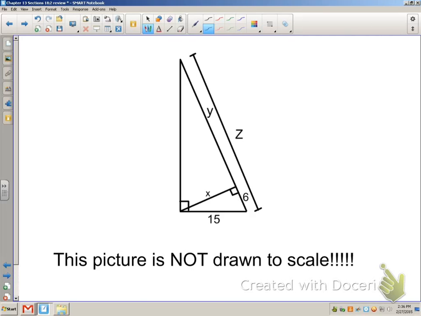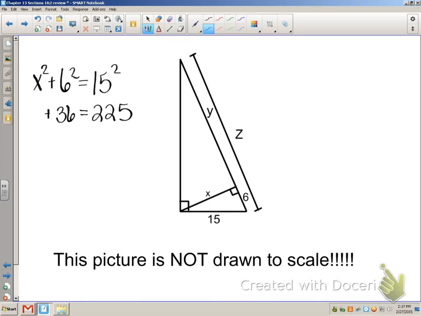So what I would do if I was first going to solve this problem is I would probably start off by solving for x. You don't have to go in that order, but that's where I would go, because I can easily find x by doing the Pythagorean theorem. So using Pythagorean theorem, I know that the leg squared, which is x, plus the other leg squared, which is 6, is going to give me the hypotenuse squared, which is 15. 6 squared is 36. 15 squared is 225.